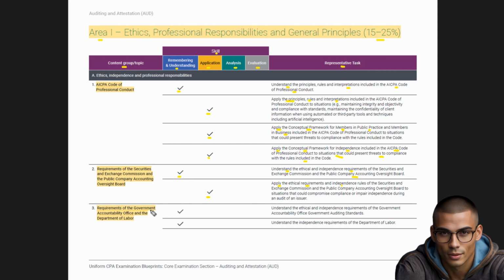Next, we have the requirements of the Government Accountability Office and the Department of Labor. Here, you're going to need to be able to understand the ethical and independence requirements of the Government Accountability Office, government auditing standards, and you're also going to need to be able to understand the independence requirements of the Department of Labor.